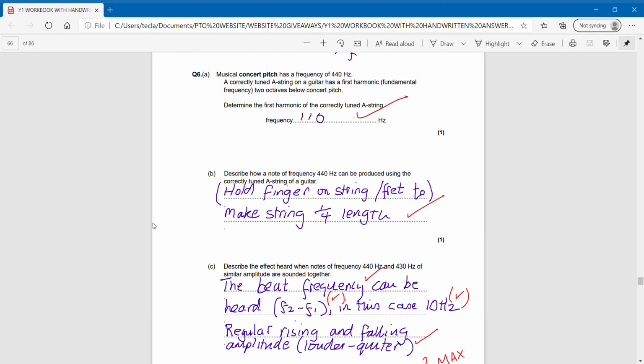The way you do that is to hold your finger on the fret to make the string a quarter of the length, but you don't really need that detail. It's just saying the string will be a quarter of the length.